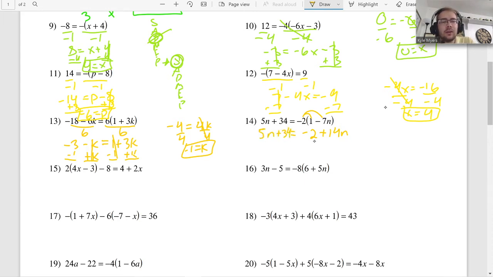Then I can go ahead and solve from there. Okay, so minus 14n on both sides. Oh, put that in the wrong spot. Wait, hold on. I was thinking the 34 had the n in it for some reason. It did not, so let me fix that. I don't want to subtract it.